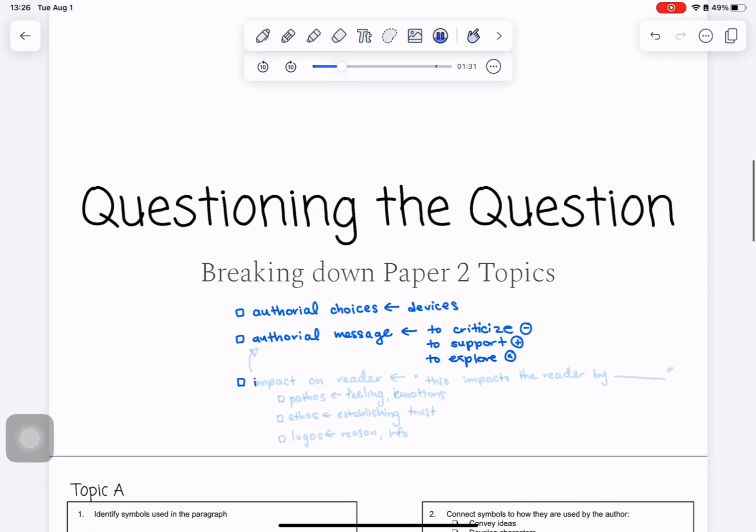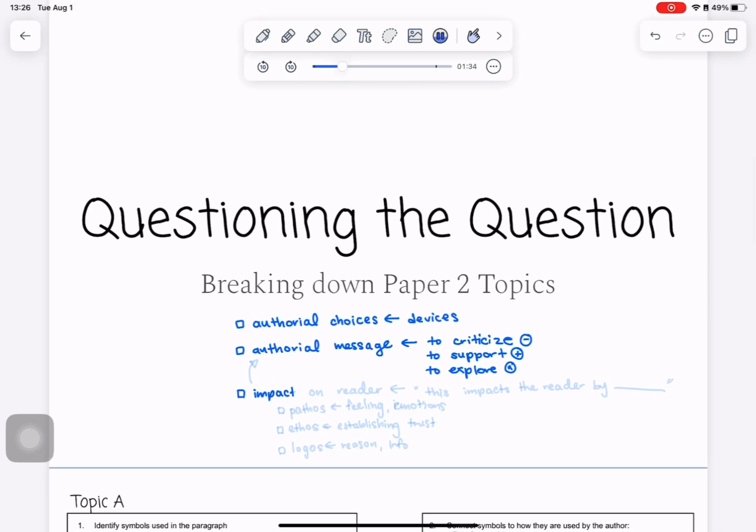The last one is impact on the reader. This one is often overlooked because it's not specifically mentioned all the time. But in most paper twos that I've looked at, past paper twos, the children have said something like, this impacts the reader by doing this. Often the impact on the reader is a nice way to support your argument on what the author's message is.